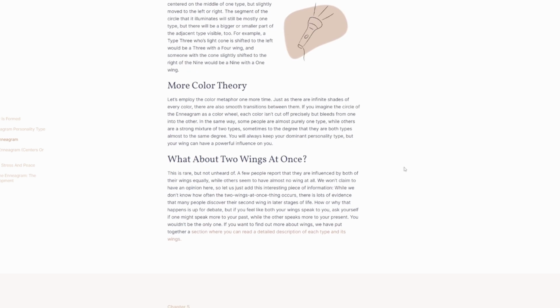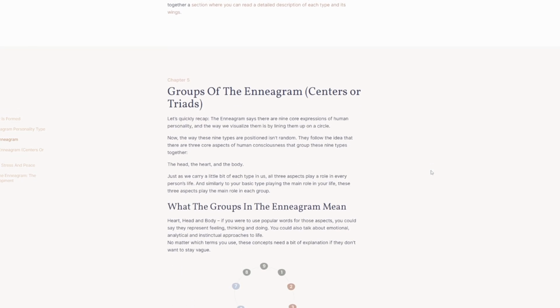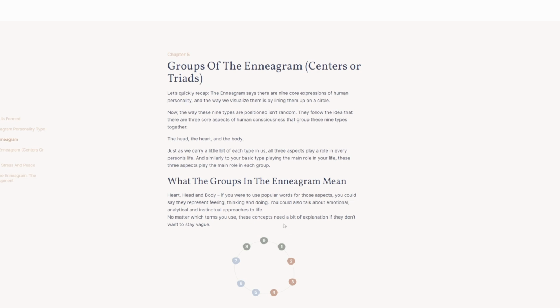How do I find out my dominant wing, though? What about 2 wings at once? A few people report that they are influenced by both their wings equally, while others seem to have almost no wing at all. We don't claim to have an opinion here. It's possible that I don't even have wings, or I could have both of them influence me. I should probably go more in depth into each of the types, try to understand each of these number types.